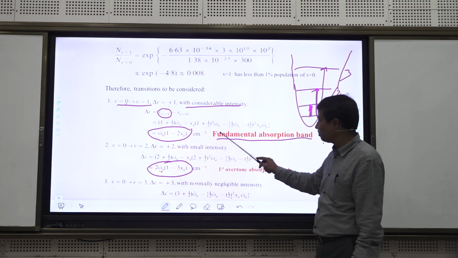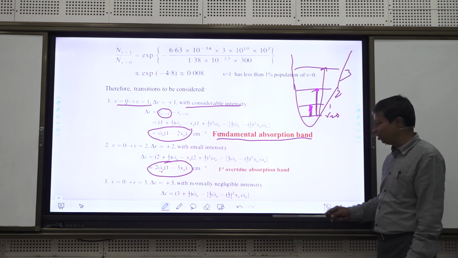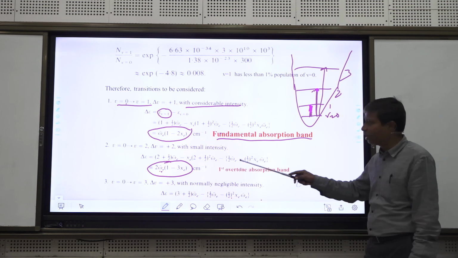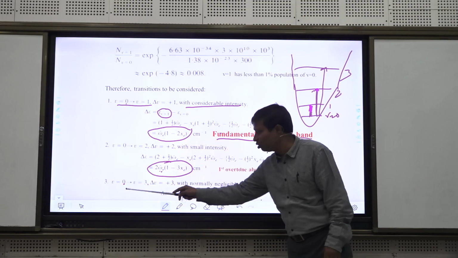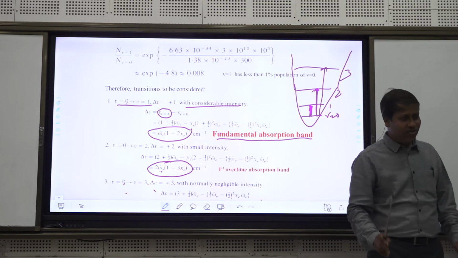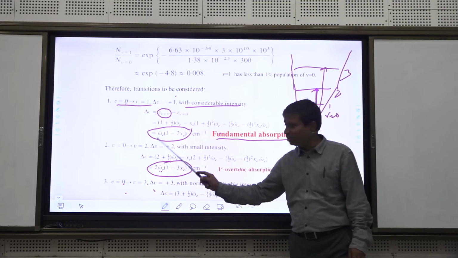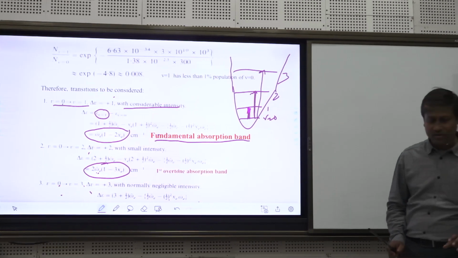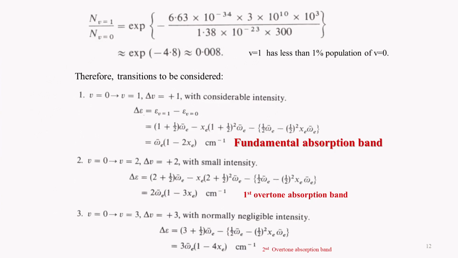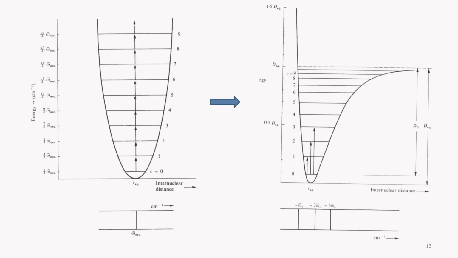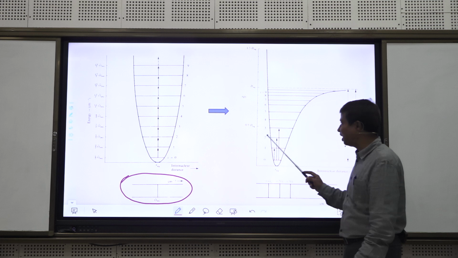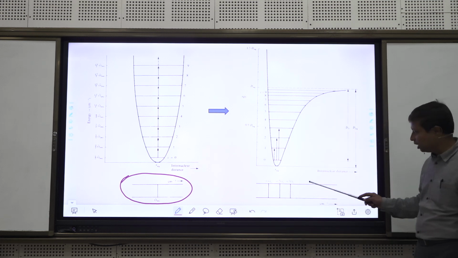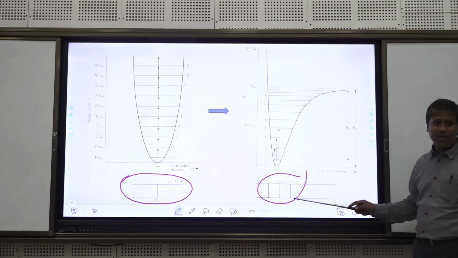This is called the fundamental absorption band, this is called the first overtone, this is called the second overtone, and if you keep on thinking 0 to 3, 0 to 4, 0 to 5. But in reality we see the fundamental absorption band and then the first overtone. The other bands' intensity is so small that we don't see them in reality. So what we have learned so far is this: a simple harmonic motion gives one band, and an anharmonic oscillator gives you multiple bands.